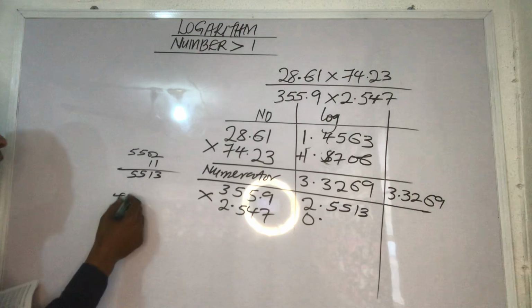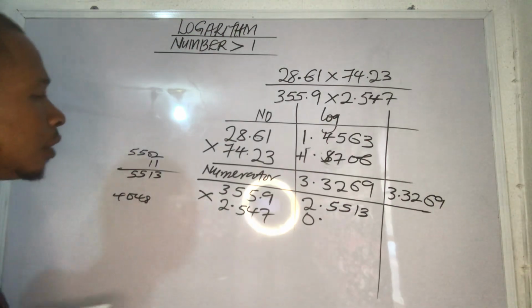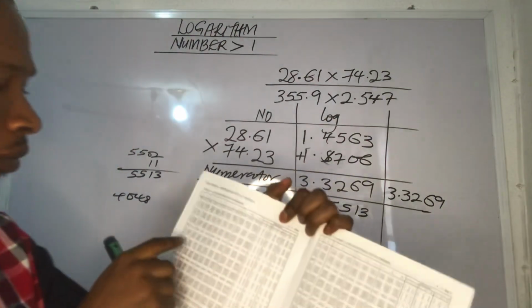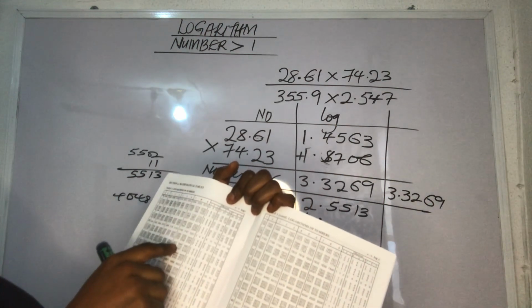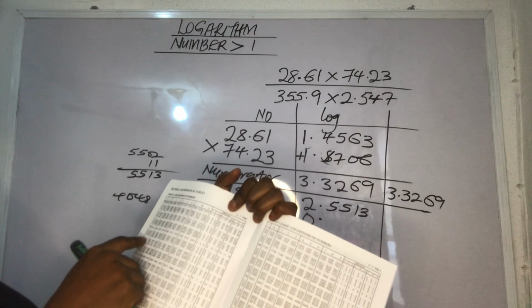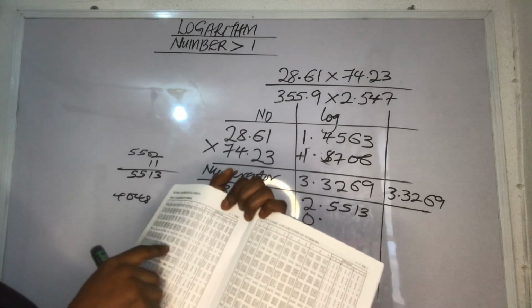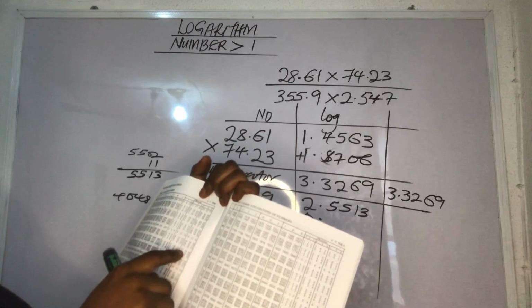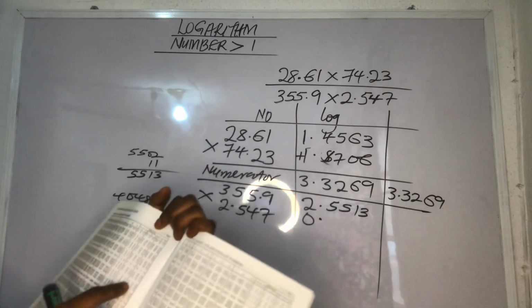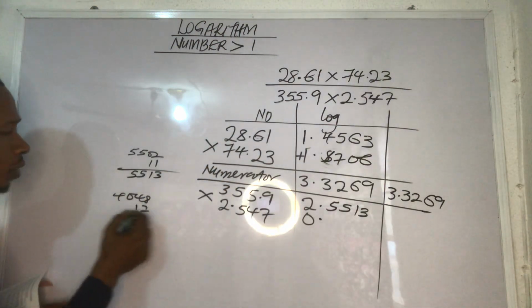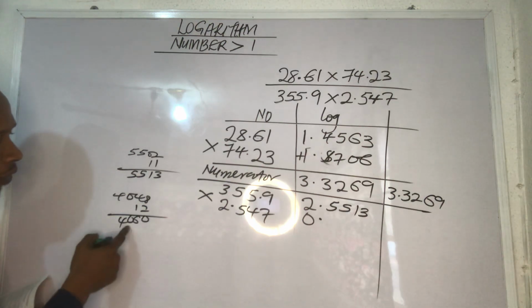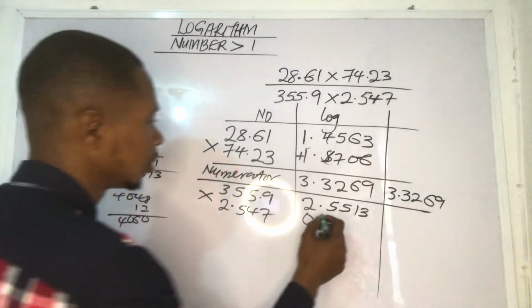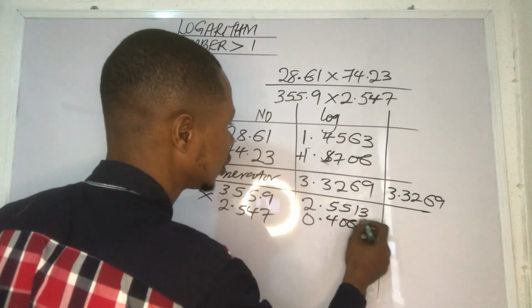Write that one somewhere, 4048. Add difference 7. Difference 7 is 12. So add 12 to this. You have 4060. So this will give you 4060.